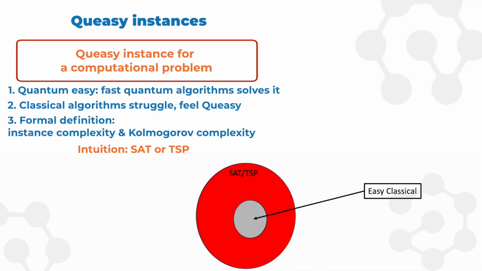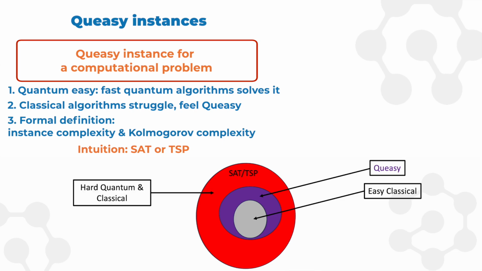And then in addition, there is a set of instances that is larger for which there is a fast quantum algorithm. And those instances that are quantum easy but classically hard, those are the Queasy instances. And all the other instances are the hard instances. And so we have to focus on this purple region here on the slide where the instances are Queasy, because those are the instances where a quantum computer actually gives an advantage.